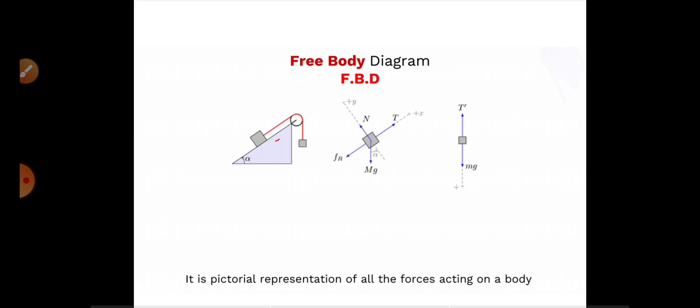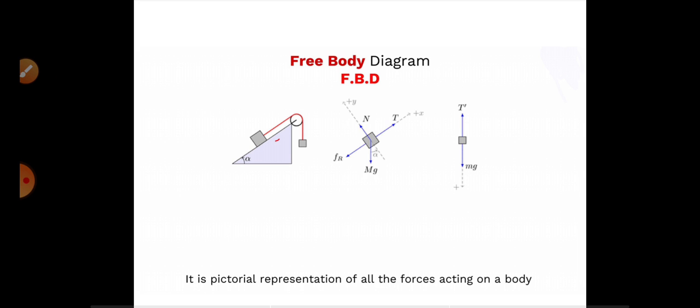So what is a free body diagram? When there is more than one body in the system, then to analyze the system, each body is considered separately along with the forces acting on the body. The diagram showing the forces on an individual body is called the free body diagram.